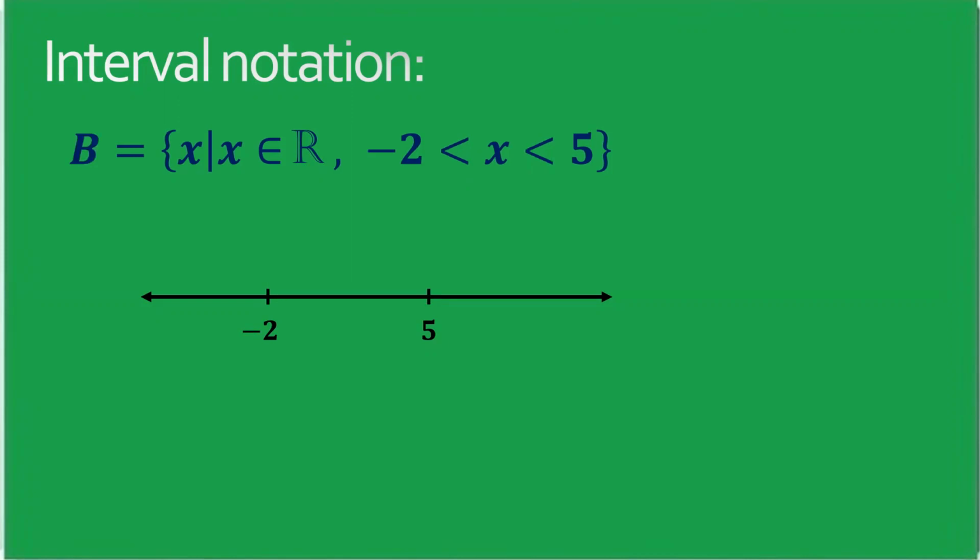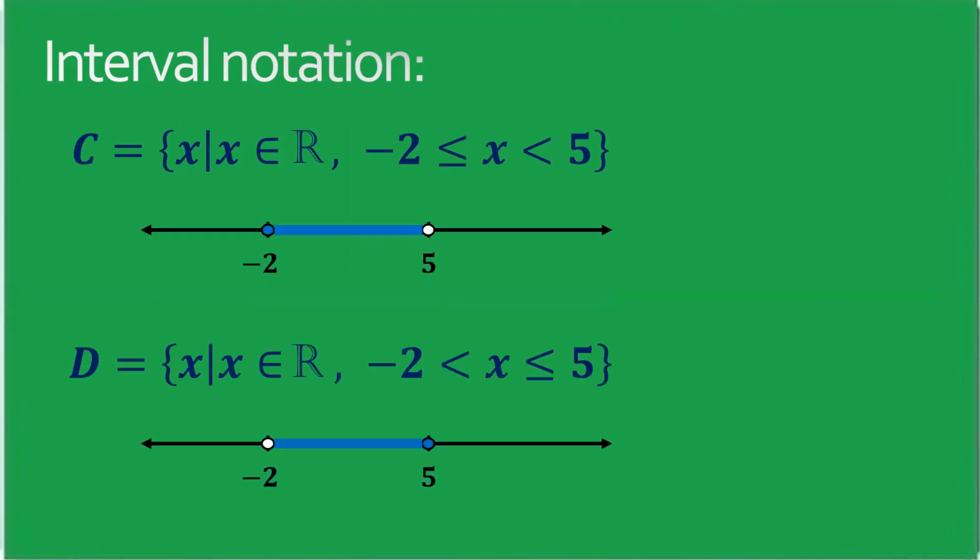Intervals which do not include their endpoints are called open intervals. The endpoints of open intervals are drawn as open circles. This means the endpoints are not members of the set. Intervals can also have one included endpoint and one excluded endpoint.